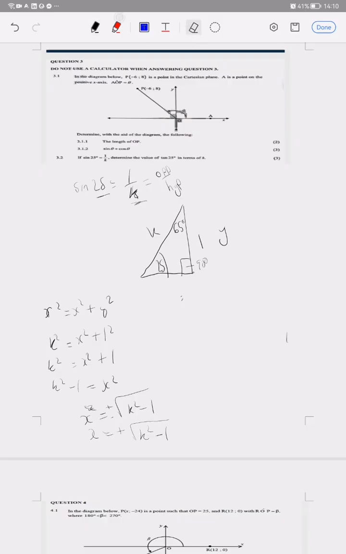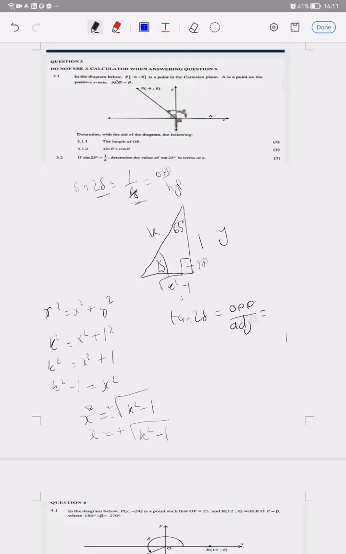I have the x, so I'll just replace it here. So I have k squared minus 1. All right, so what is the question? Remember, the question wants us to find tan 25. So I'm going to say tan 25 is just the opposite over the adjacent.